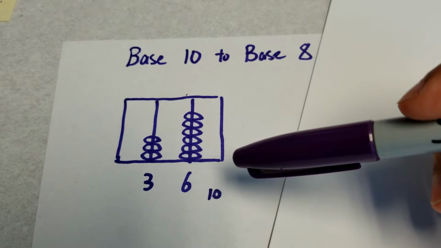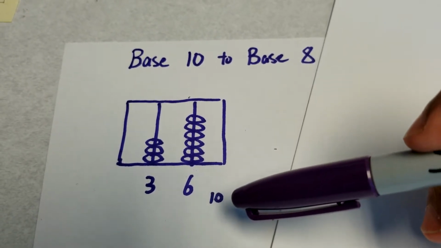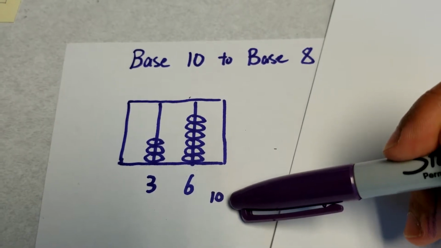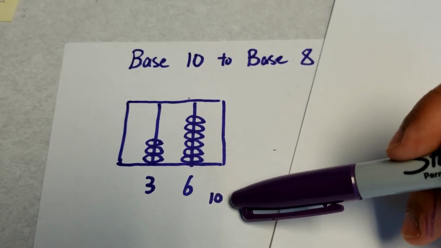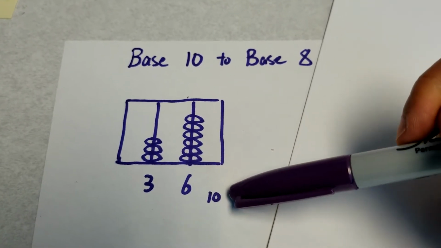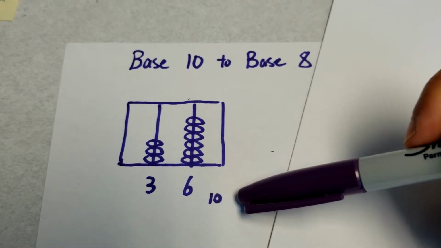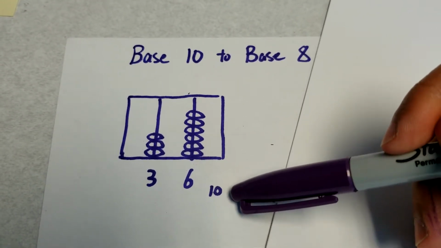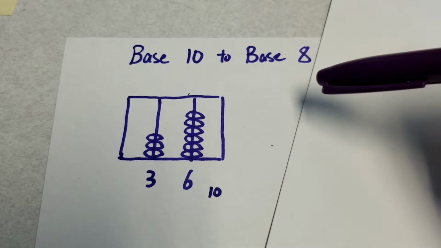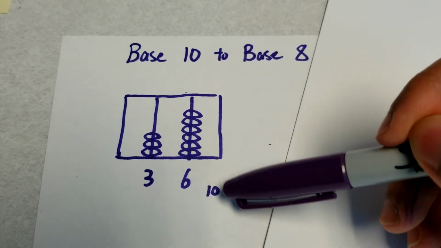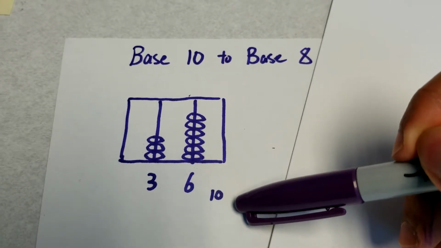So right here, I have a number 36 in base 10. This little tiny 10, we call it a subscript. This number indicates which base a number is in. So usually we always deal with base 10 in all our daily lives, so we don't really use this tiny number. But right now, since we're talking about base 10 and base 8, I'm going to put this tiny number, which means this is a 36 in base 10.